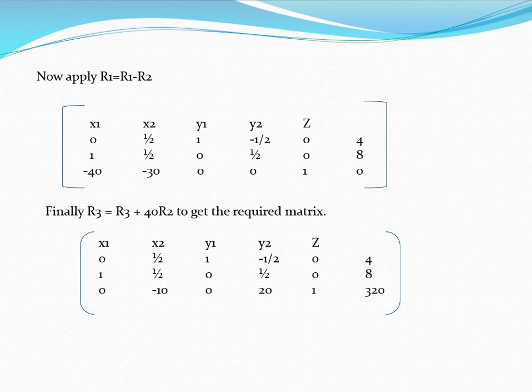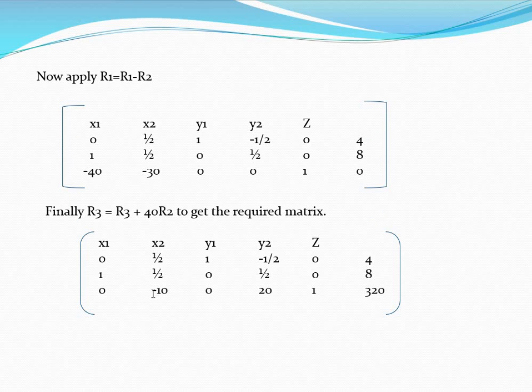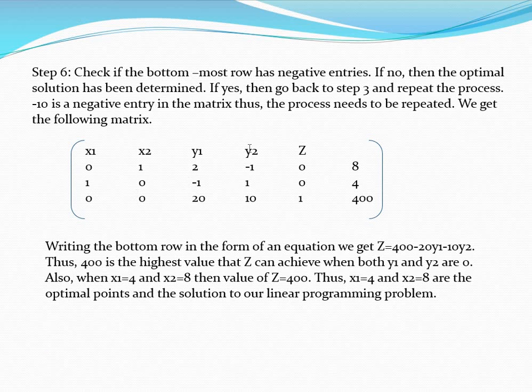Finally, what you have to do means check if any negative entries are there or not in the bottommost row. So there is a negative entry, here it is minus 10. If there is any negative entry, again what you have to do? You have to go to step 3 and repeat the same process. If you repeat the same process, you will get this matrix. And now you have to check again if there is any negative entry in the bottommost row. We have found that there is no negative entry in the bottommost row, so this is the final thing we get.